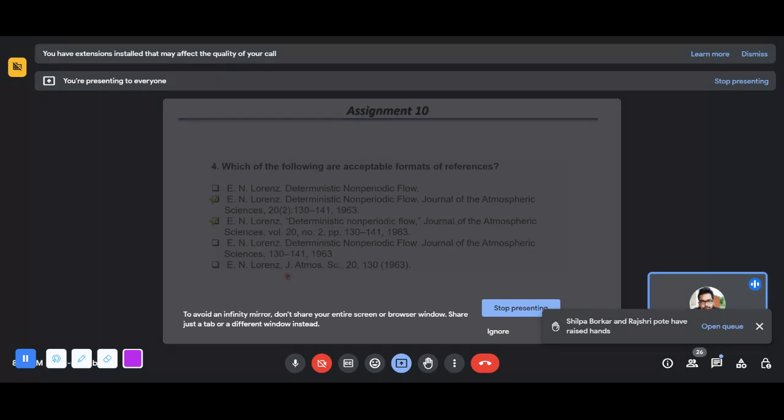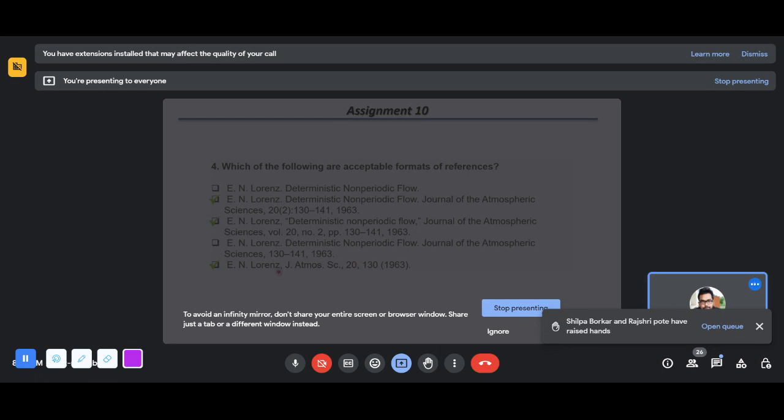Again, in the fourth case, the name of the author is there, the name of the journal is there, and the volume, pages, number and year are there. So these things are important, and once these are there, this is also accepted. In some journals the title of the paper is not always required, but the name of the journal, the volume, page and year, and the names of the authors are very important.